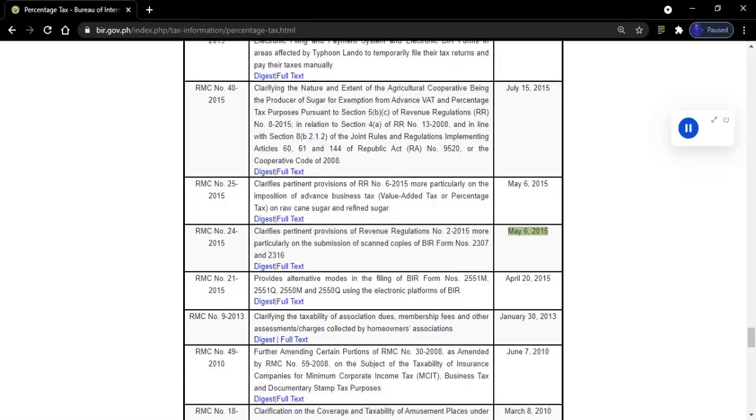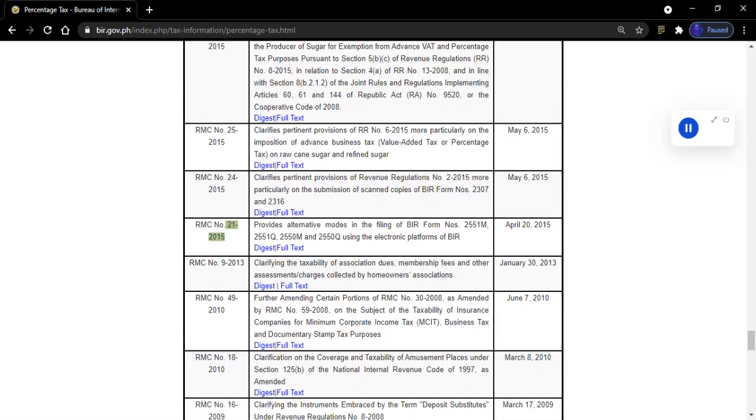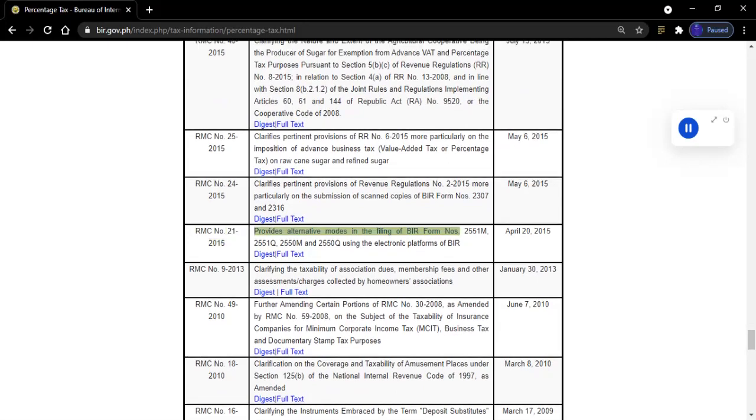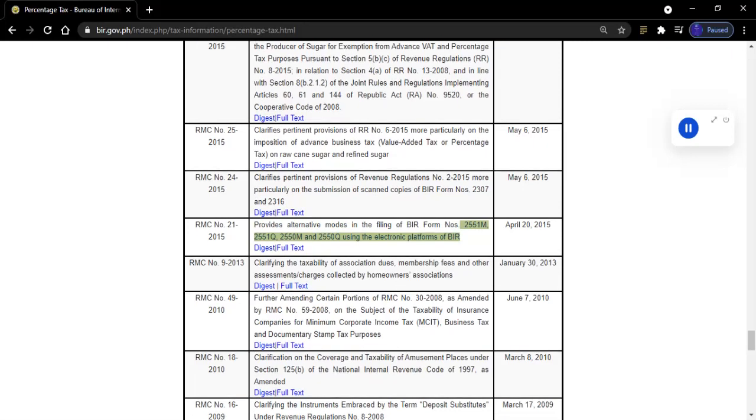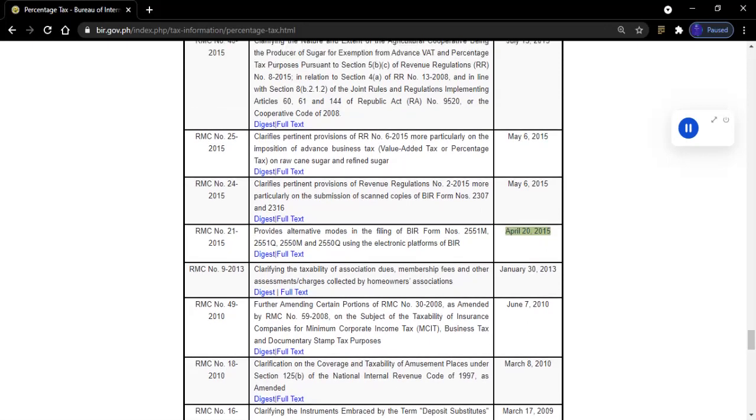May 6, 2015. RMC No. 21-2015. Provides alternative modes in the filing of BIR Form Nos. 2551M, 2551Q, 2550M and 2550Q using the electronic platforms of BIR. Digest. Full text. April 20, 2015.